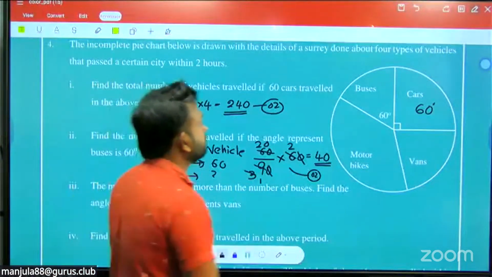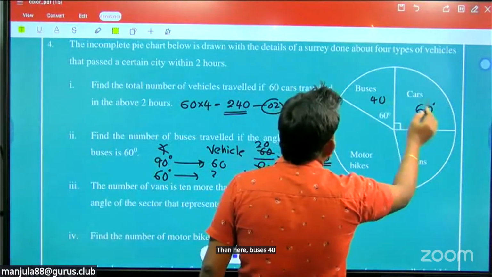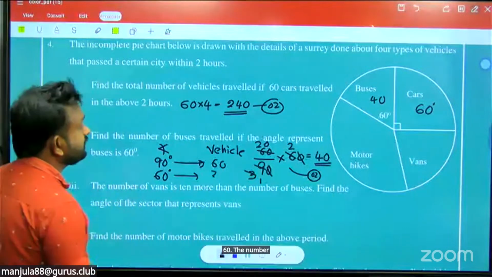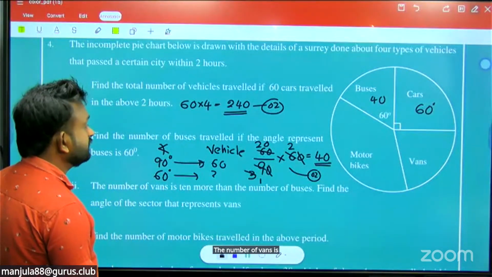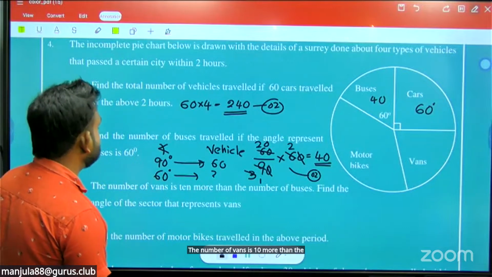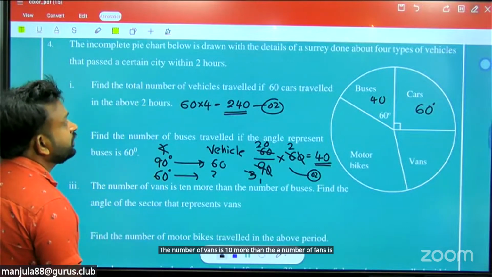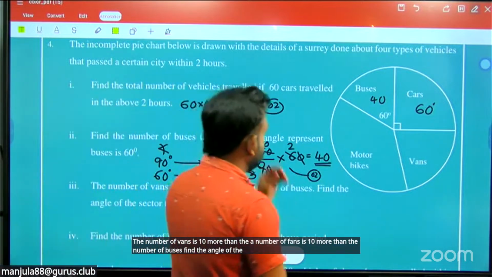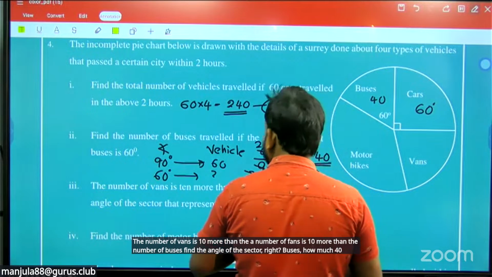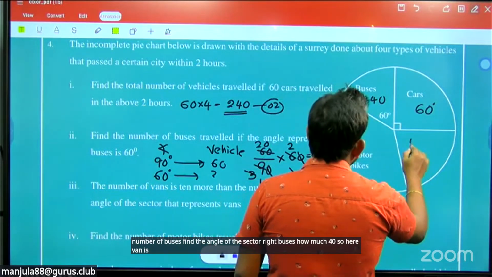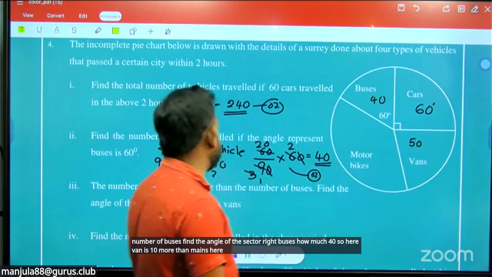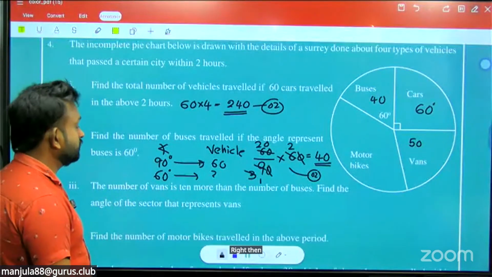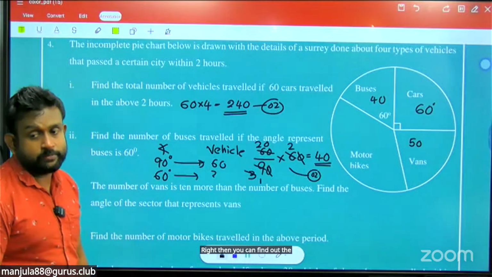Then here buses 40, right? Then here 60. The number of vans is 10 more than the number of buses. Find the angle of the sector. Buses, how much? 40. So here vans is 10 more, so vans 50, right? Then you can find out the angle.